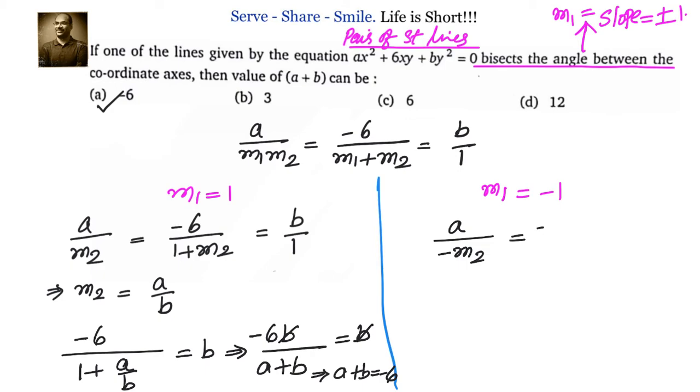We can do it in the same way. A by minus m2 equals to minus 6 by minus 1 plus m2, because now m1 is minus 1. First we will find out that m2 is minus of a by b. Then we will go back and substitute in the second equation. So we'll write down minus 6 equals to, cross multiplying. We can do that way also. Minus 6 equals to b into minus 1.